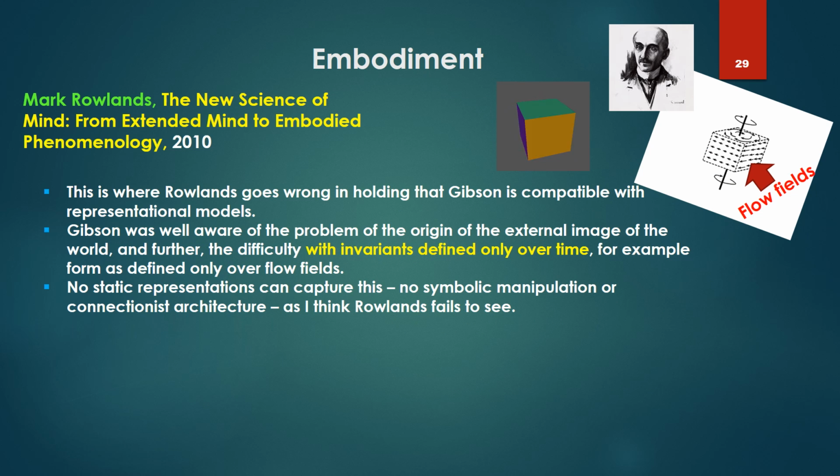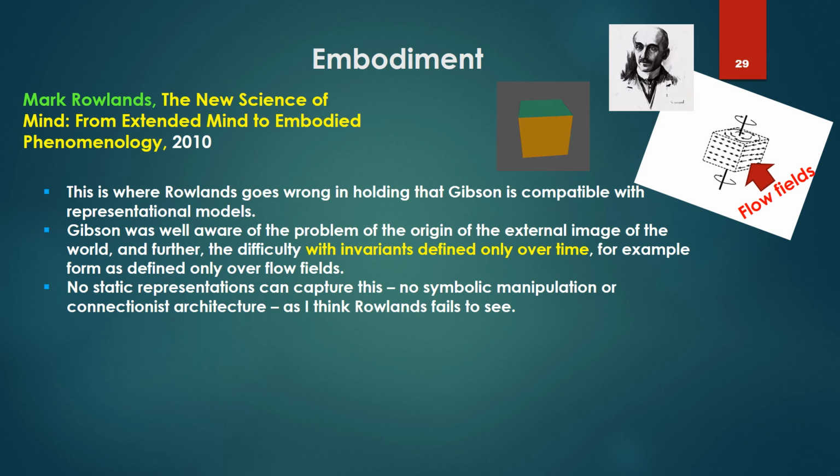So this is where, in my humble opinion, Rowlands goes wrong in holding that Gibson is compatible with representational models. Representational models can deal with none of this. They can't deal with time. They can't deal with the coding problem.